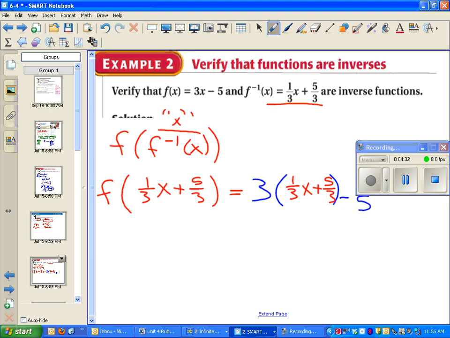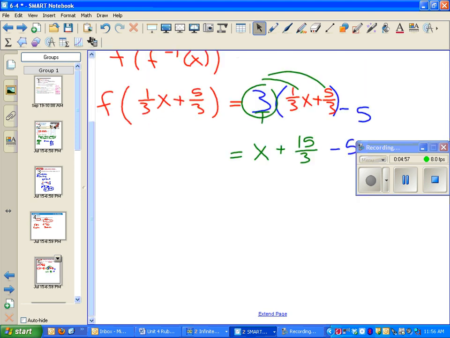And then we're just going to distribute that and simplify. So I distribute this, so that's like 3/1. We multiply the fractions, top with the top and bottom with the bottom, which is 3/3, so that's just x. 1x is x. And then this would be plus 15/3, and then we still have the minus 5. If we simplify that even more, we get x, 15 divided by 3 is 5, so we have 5 minus 5. And 5 minus 5 is 0, so we do get x. All right, so that one checks out.